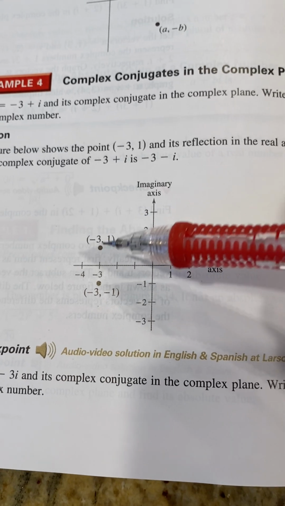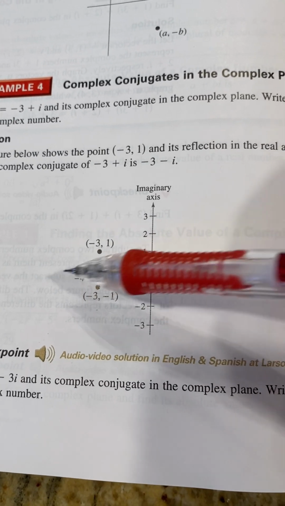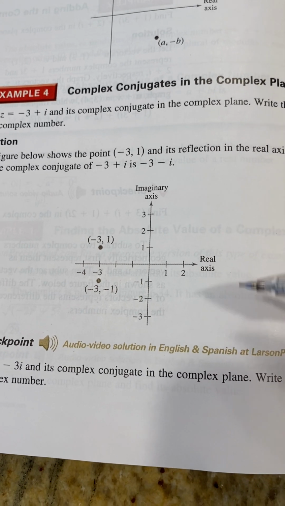Those are called conjugates. And when you graph those, looking at this graph, the number and its conjugate, they are reflections over the real axis. So that's kind of an interesting thing.